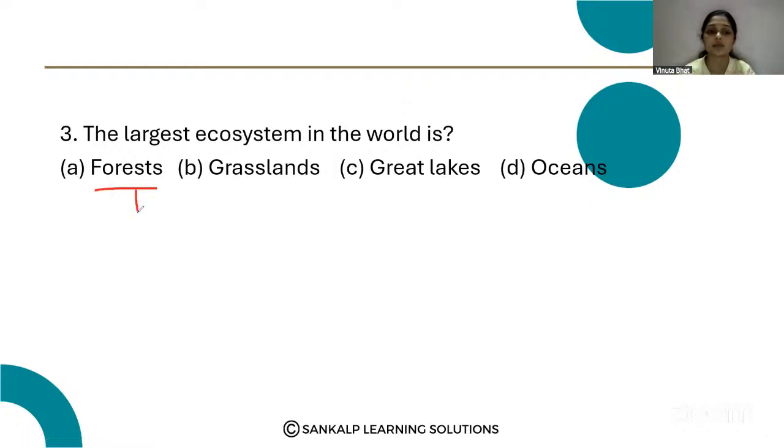The largest ecosystem, so largest means which includes the many number of organisms and the abiotic components also. So here option D, oceans are the largest ecosystem in the world, which is very rich in biodiversity as well as abiotic components, and covers the maximum area on earth. So oceans are the largest ecosystem in the world. Option D.